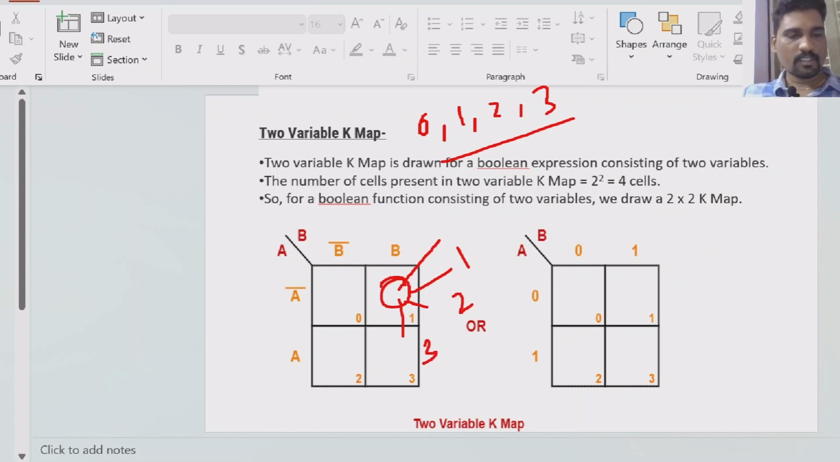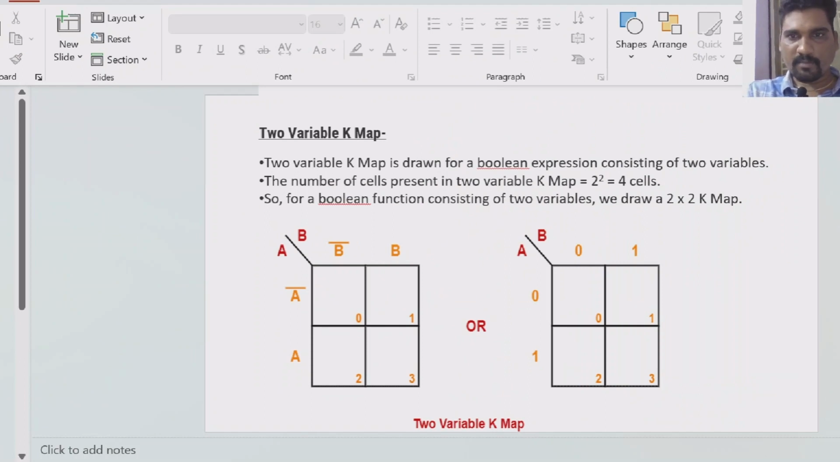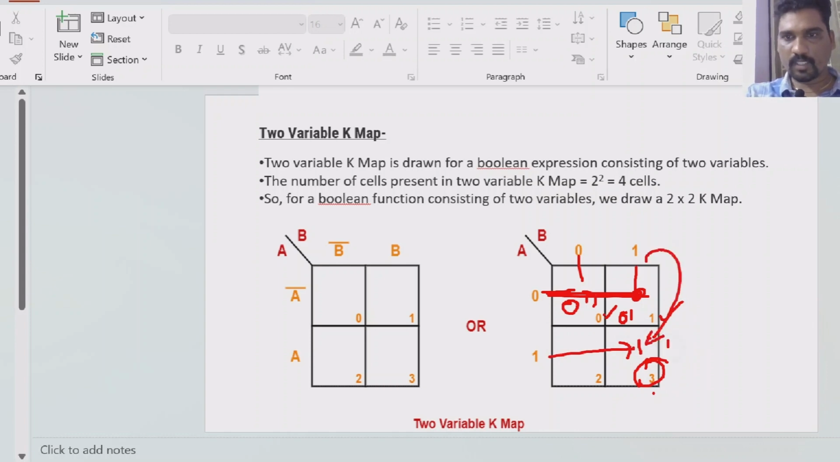How to find out? There is a simple way to find the value. This cell is the combination of this value and this value. The A value is 0 and the B value is 0. 00 means 0. Again, this cell is the combination of this value and this value. The A value is 0 and the B value is 1. 01 means 1. Now consider this cell: the A value is 1 and the B value is 1. 11 means 3. So this is the representation in terms of zeros and ones.